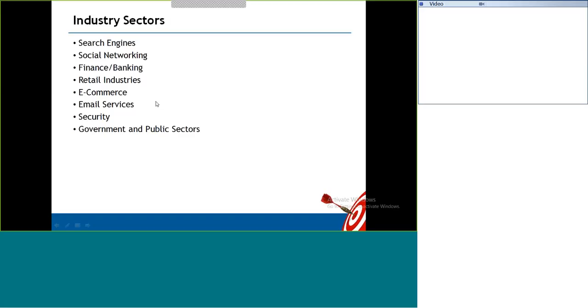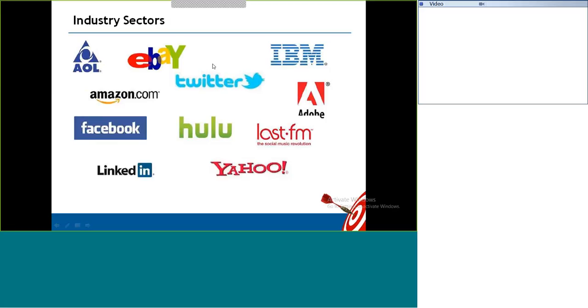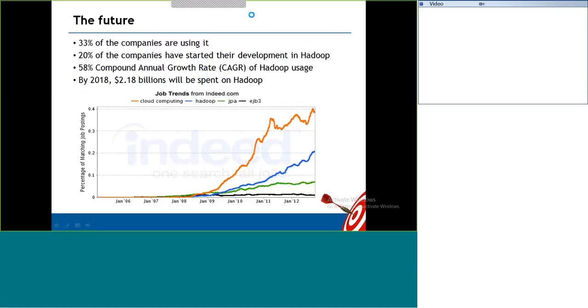So it is not specific to a particular domain. Any domain that can use traditional technology can use the Hadoop platform for dealing with its requirements. Major clients using Hadoop include Amazon, Twitter, IBM, Adobe, Facebook, LinkedIn and Yahoo. So you don't need to worry about using this technology for dealing with big data.